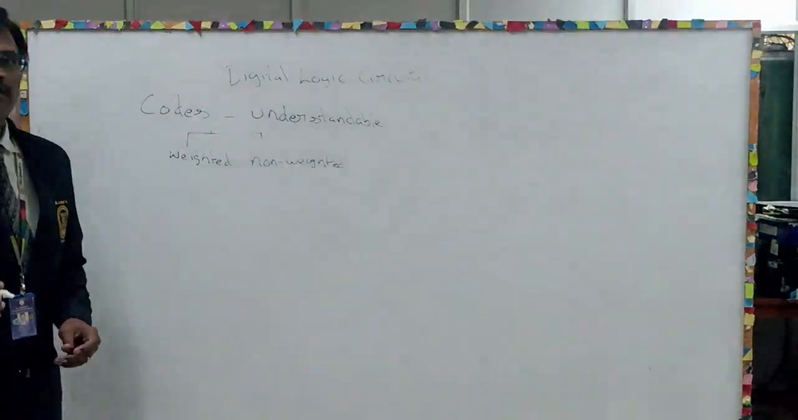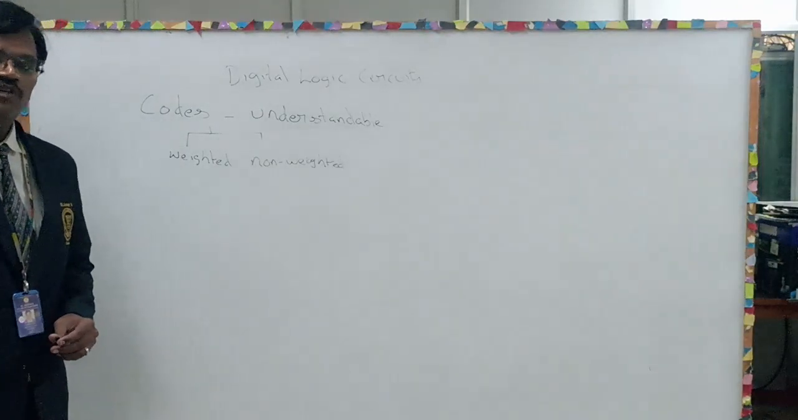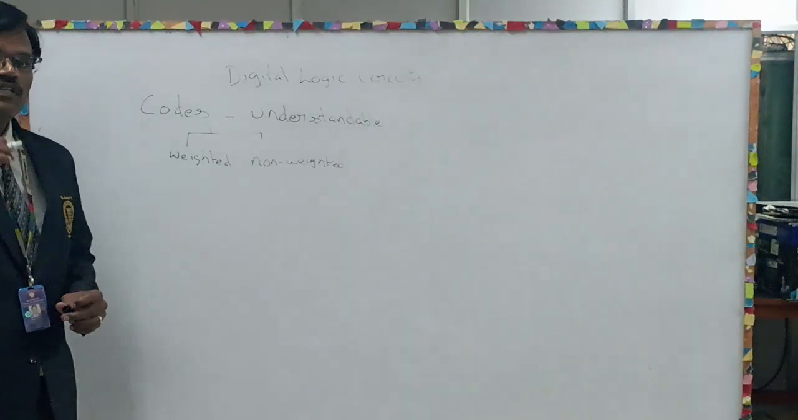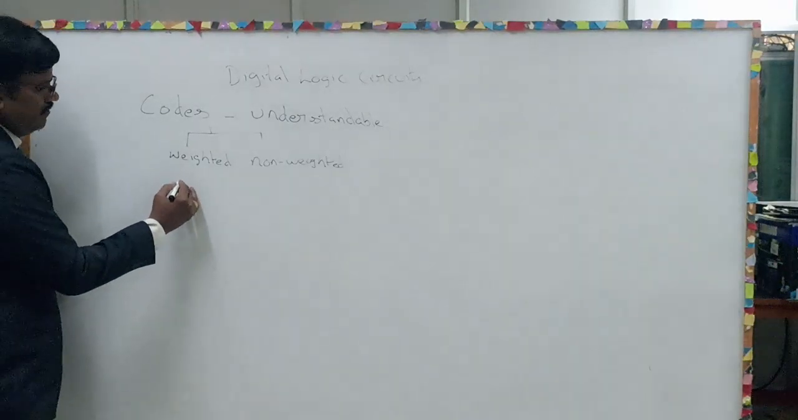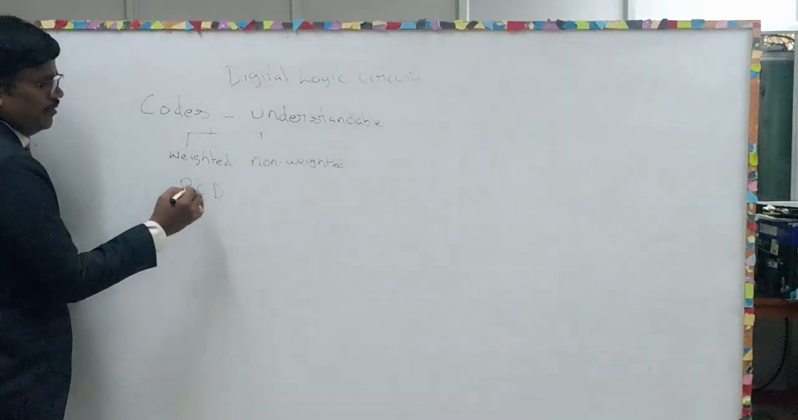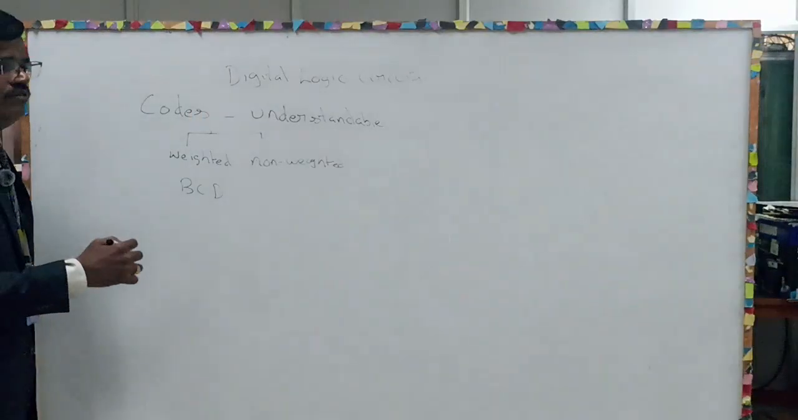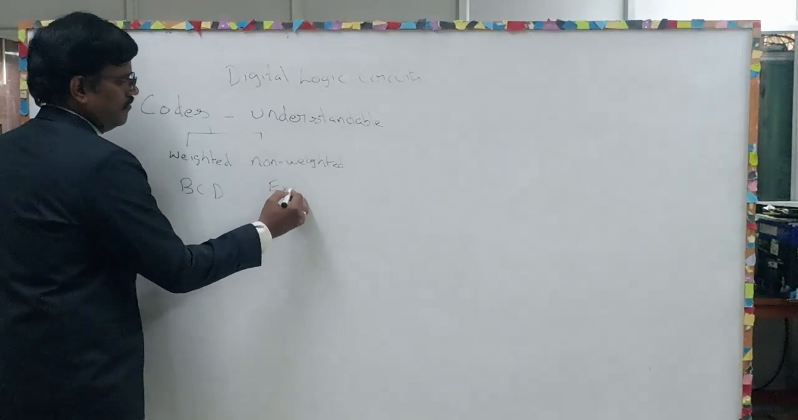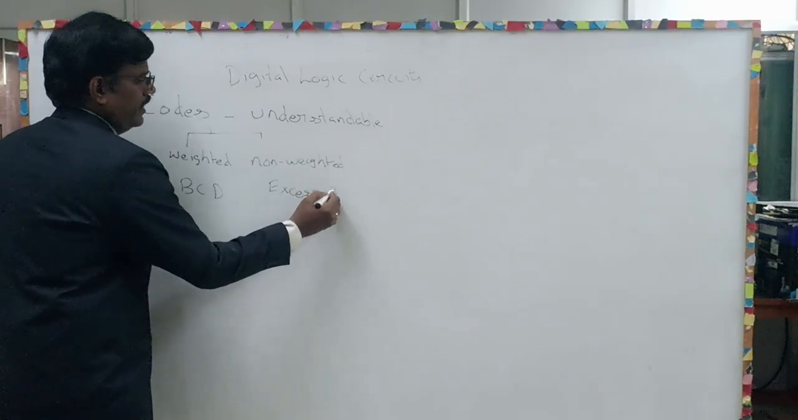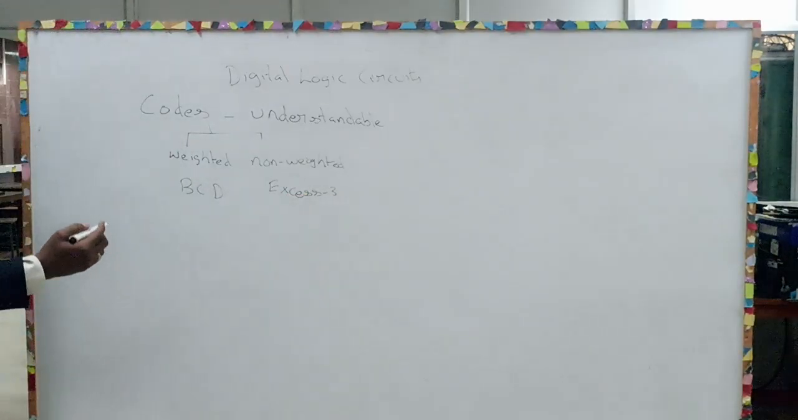So, each and every digit, we have zeros and ones in its place, and for that we are trying to give the weight. In the weighted codes we have BCD, whereas when you go for non-weighted codes we have XS3. This is an example.